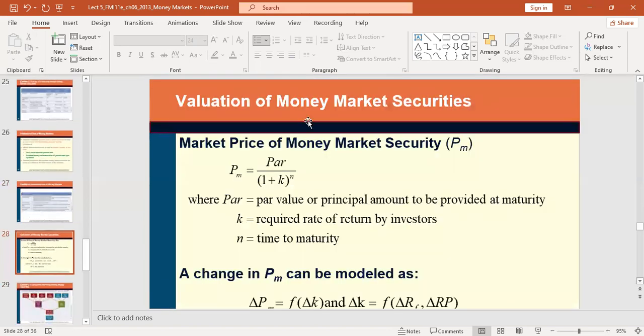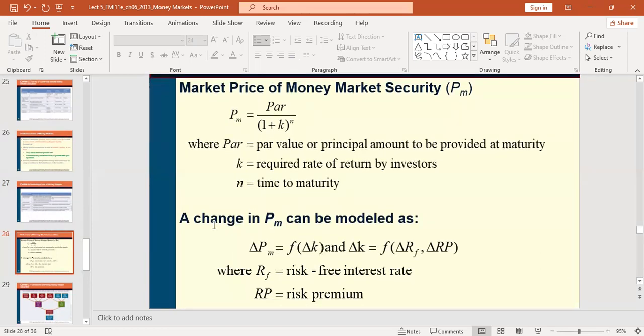So, valuation of the money market securities. In terms of valuation, the market price of a money market security can be represented by PM equals par value over 1 plus K, where K is the required return. From this formula, you can see that if K is increasing, the money market security price is declining. If K, the required rate of return, is decreasing, then the price of the money market security will be increasing. So they are inversely related.